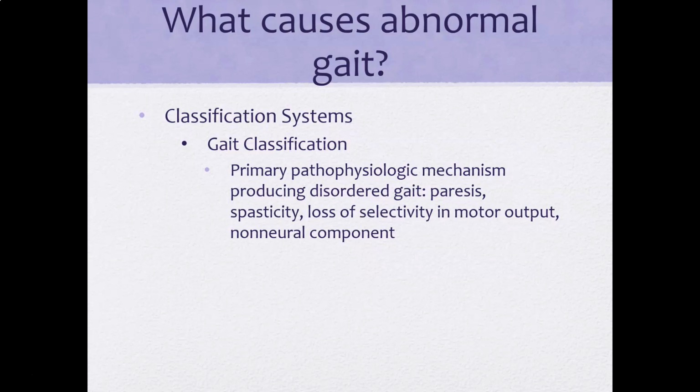and you'll be able to see a whole bunch of examples. So the gait classification: primary pathophysiological mechanism producing disordered gait: paresis, spasticity, loss of selectivity in motor output, and non-neural components. So there's a lot of things that can cause an abnormal gait pattern: paresis, weakness, spasticity, loss of selectivity in motor output, and then there's sometimes just non-neural causes. It could be cognitive.